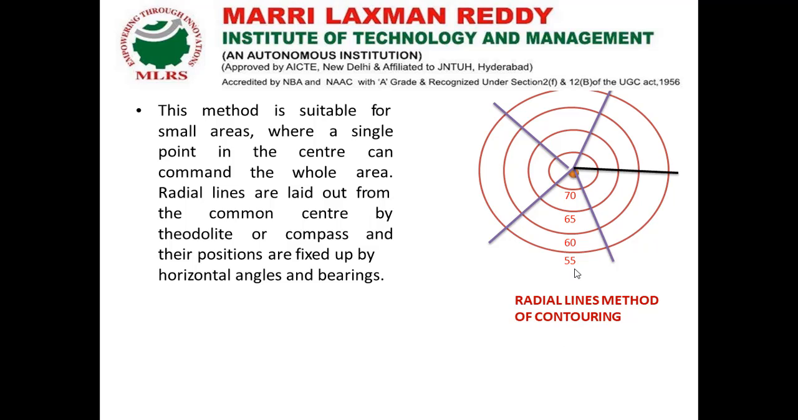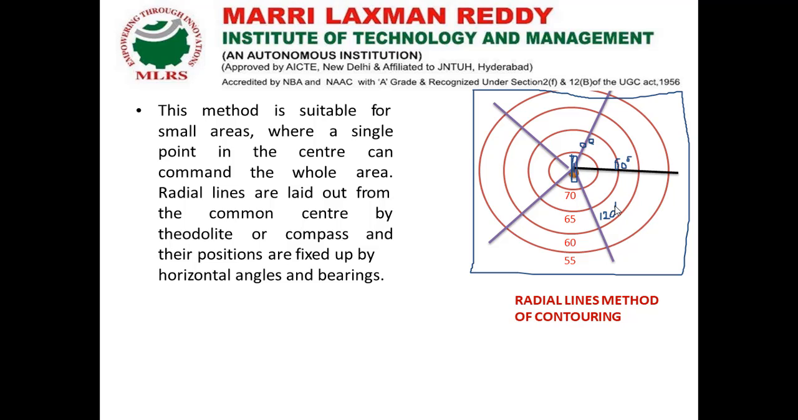In the radial method, I have to place my instrument at the center of the field. In the dumpy level, I have the horizontal angles 0 to 360 degree, so I have to fix them. So this is the 0 degree line, this is some 60 degree line, this is my 120 degree line. Likewise I have to fix it.